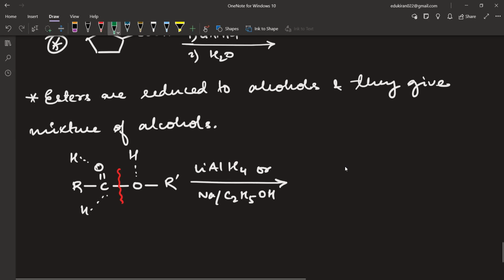So you can see that from this side, what is the molecule we are getting? We are getting R, C, and this one is getting one more hydrogen, CH2OH. And from this region, we are getting R'OH.